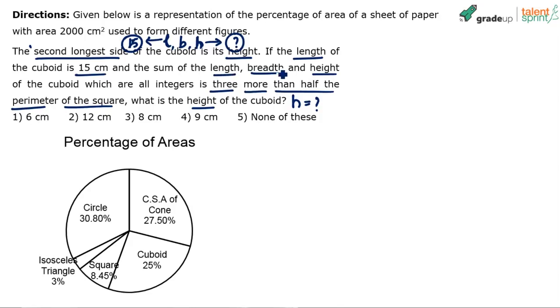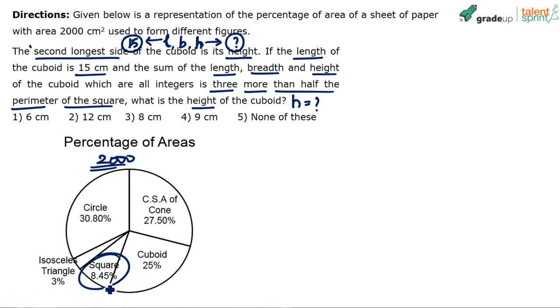The sum of L, B and H, all three of which are integers, is 3 more than half the perimeter of the square. Now square is involved here. So let's deal with it. 8.45% of what? 2000. Remember, total area of the sheet of the paper is 2000. So square is 8.45% of 2000. 8.45%, I think we had calculated, right? It comes out to be 169. Simply 8.45 into 2 is 16.9 into 10 into 20 basically you have to do. So it comes out to be 169.